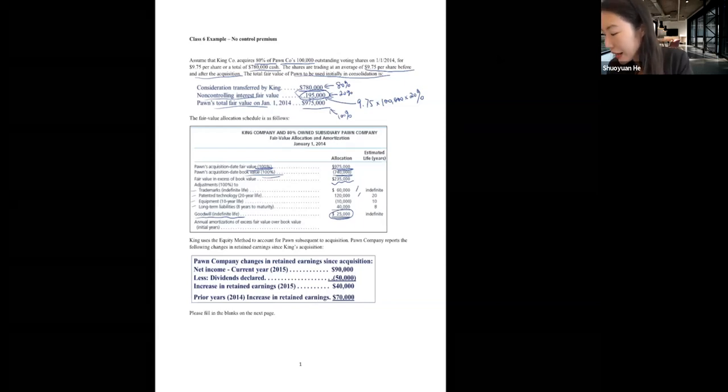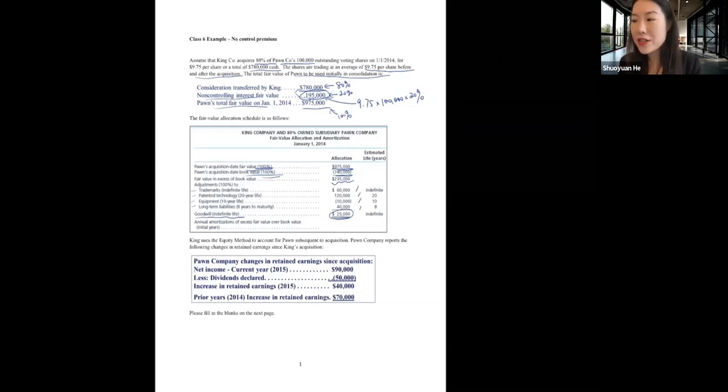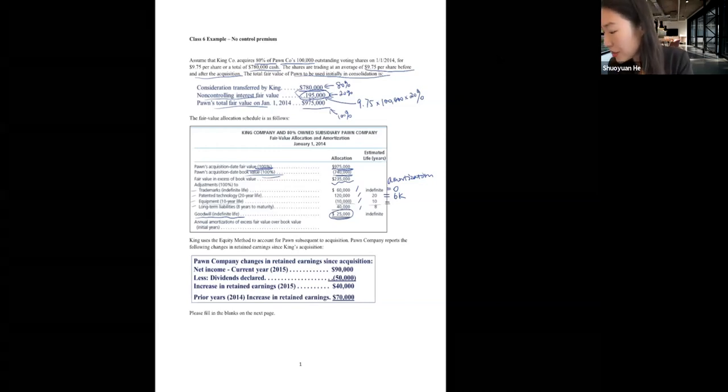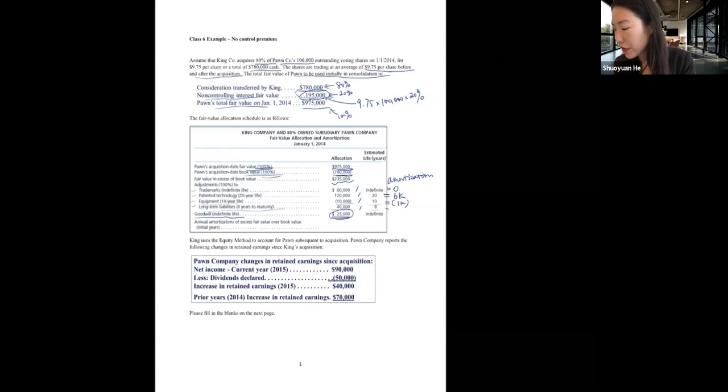So for the ones we can identify, trademark has an indefinite useful life, so it is not amortized. Patented technology has a 20 year useful life. The difference between fair and book value is 120,000. So for each year, the amortization is 6,000. Equipment has a 10 year useful life, and it is overvalued on the firm's book by 10,000. So each year, the amortization is negative 1,000. Long-term liability has an 8 year useful life. So each year, the amortization is 5,000. So the total yearly amortization is 10,000 per year.